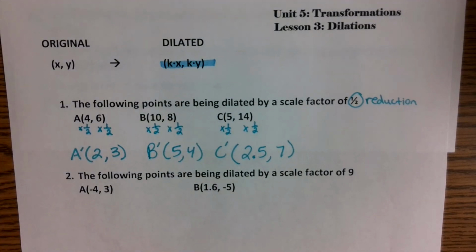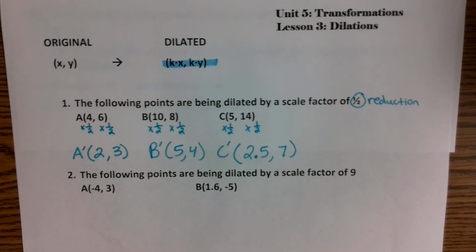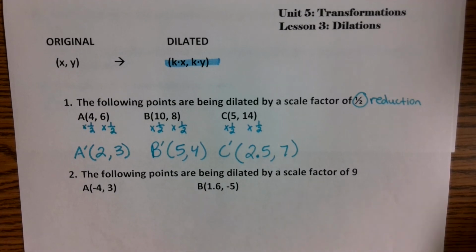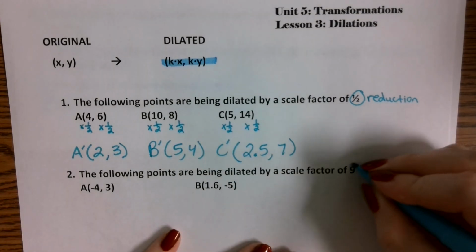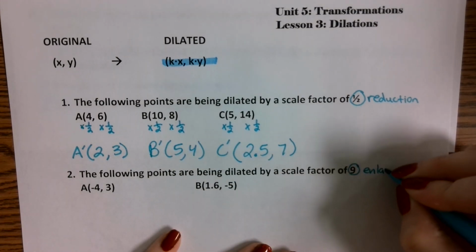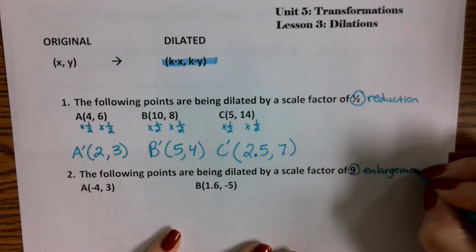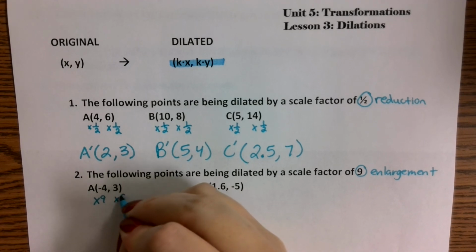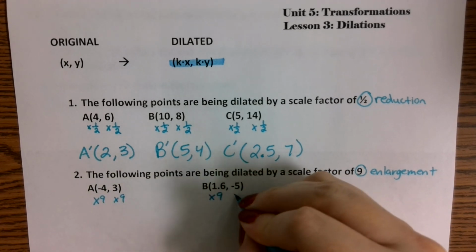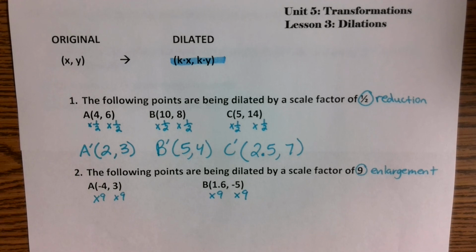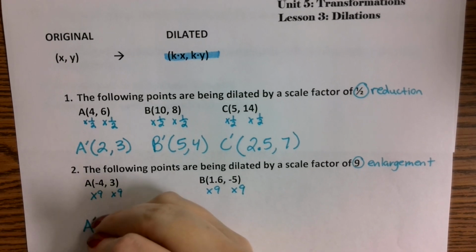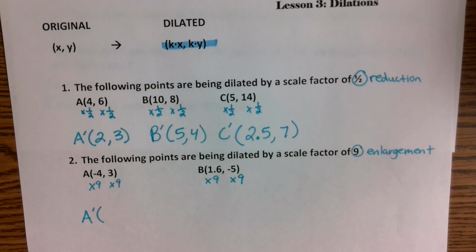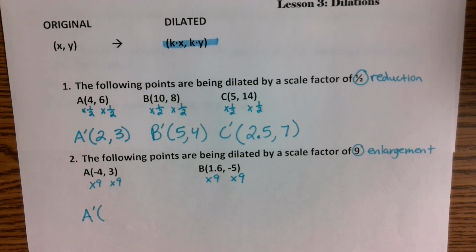Okay. Let's go ahead and take a look at problem number 2. Problem number 2, the scale factor is 9. Is that a reduction or an enlargement? Enlargement. That 9 means that we're going to go ahead and enlarge the shape. So it's an enlargement. So we're just going to be multiplying each of these values by 9. Dilations are very, very simple. Okay, so what will A prime become then? If it goes from -4, 3, it now becomes what? Valentina, what will it become?